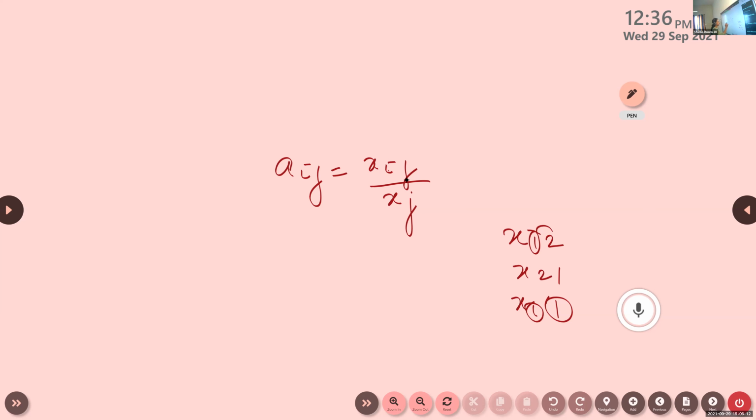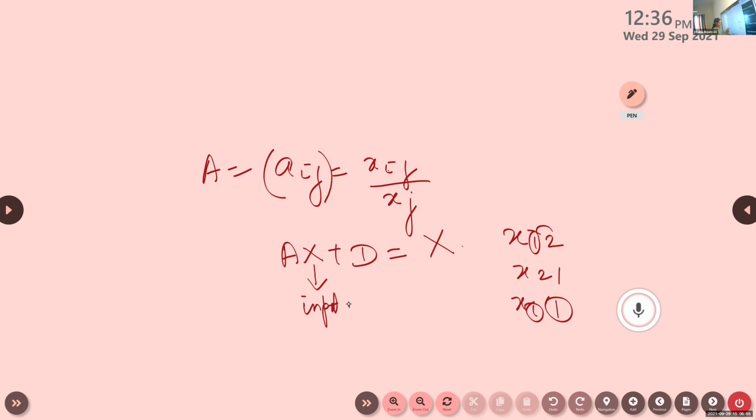And this matrix, capital A, the matrix obtained using this is called the input-output coefficient matrix, or otherwise called the technology matrix. And the elements are called input-output coefficients or technology coefficients. And we write the balancing equations like this: AX plus D is equal to capital X.